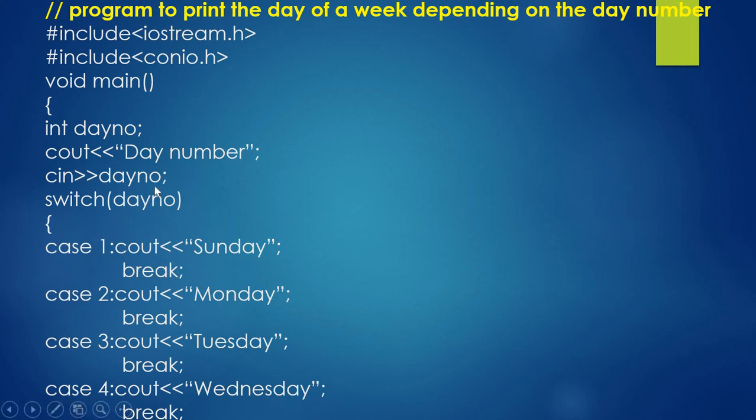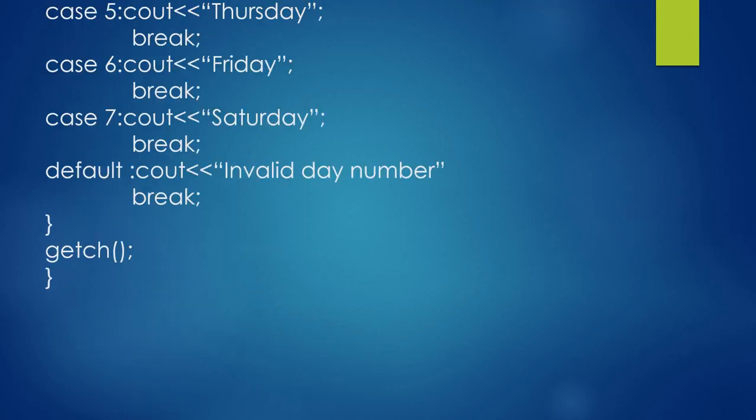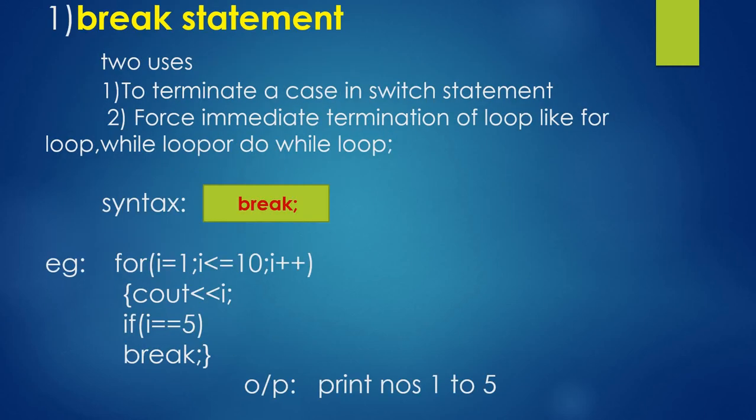For example, if the day number is equal to 3, what is happening? Case 3 is executing, that is Tuesday. It is printing Tuesday. And break means after that it is going to the next statement, that is, to end the case or to exit from this switch block. We are using this break statement. One use of the break statement is this one. The syntax is break, then a semicolon.